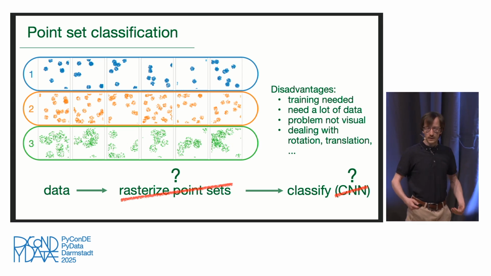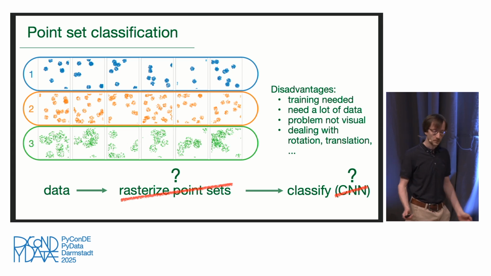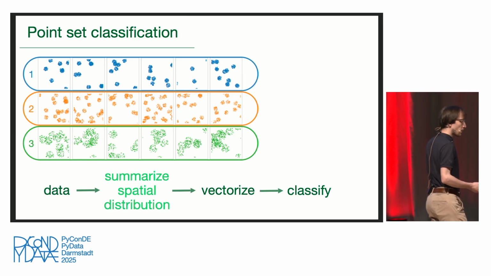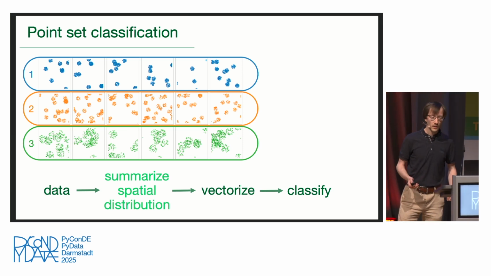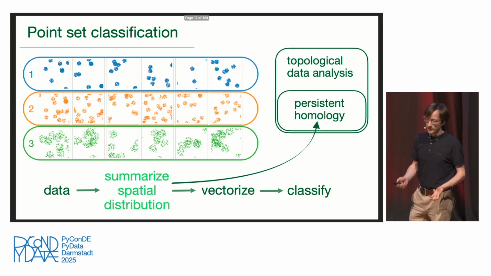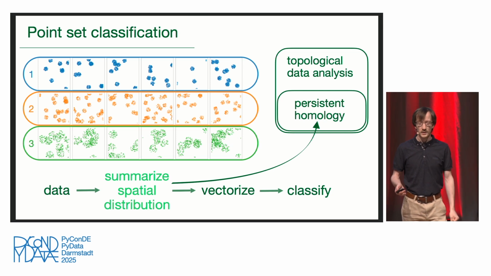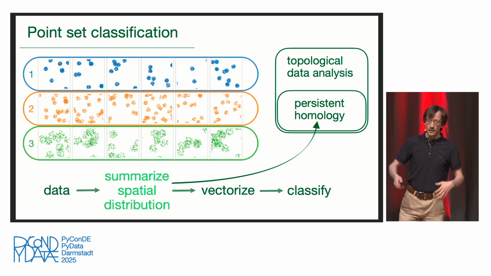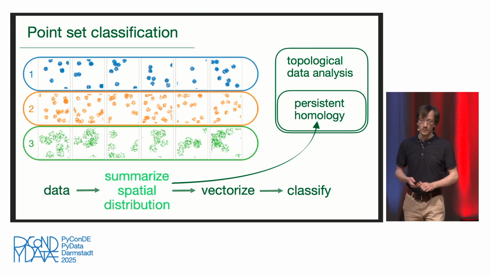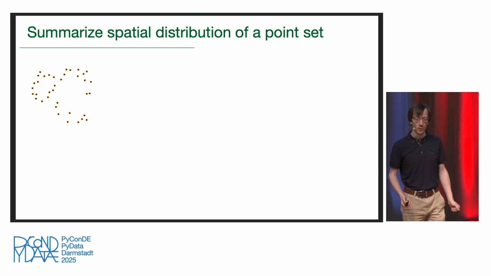So let's not do this, and let's instead see how we can use topological data analysis to deal with this problem. So what topological data analysis does is it creates some fingerprint for each point cloud that summarizes the spatial distribution. And that's the main part. We will use a particular tool from TDA called persistent homology. And then once you have this fingerprint, you can vectorize it, and then you can use whatever classifier that you like. So how does this summary work?